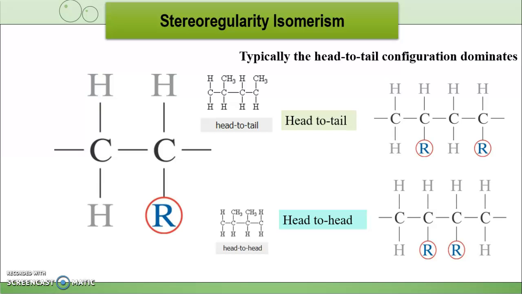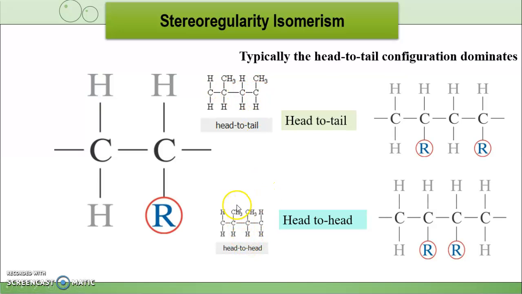So typically, the head-to-tail configuration is dominant in stereoregularity isomerism. This is an example of a structure that has head-to-tail. This is head and this is tail. This is head and this is tail.